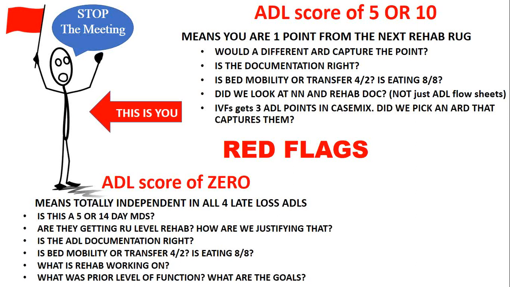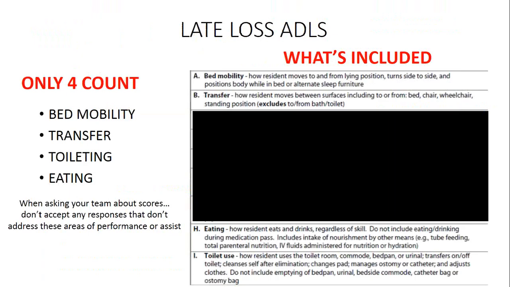Is bed mobility or transfer coded as 4-2? Is eating coded as 8-8s? What is rehab working on? And what was the prior level of function, and what are our goals now? So yes, you may still get a 0. Yes, you may get a 5. Yes, you may get a 10, but you need to stop and question those things before we move any further. Not only because of reimbursement, but because of the integrity of your data as well.